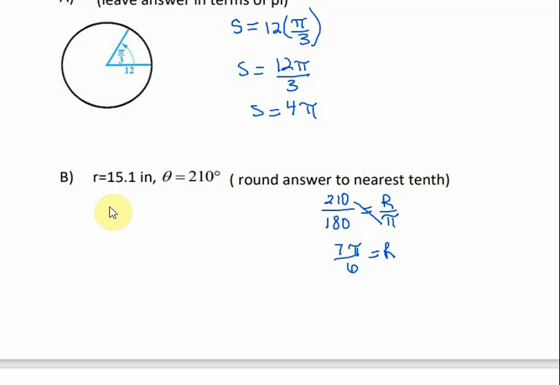Okay, and I'm now going to plug that into the arc length formula. So S is equal to the radius times the angle measure. Then I would put all of that in my calculator, and it says to round your answer to the nearest tenth, so we're not leaving it in terms of pi. I'm going to push my pi button, multiply that out, and we should get 55.3 for the length of the intercepted arc.